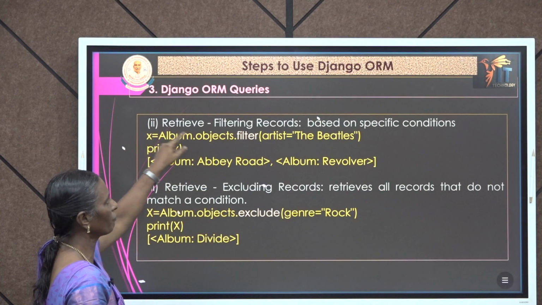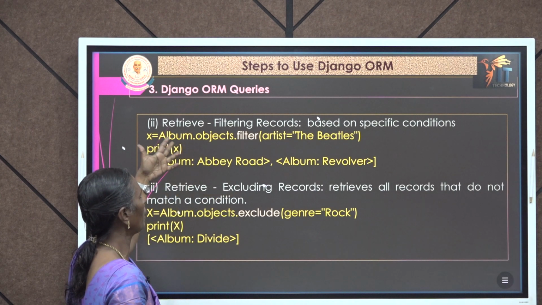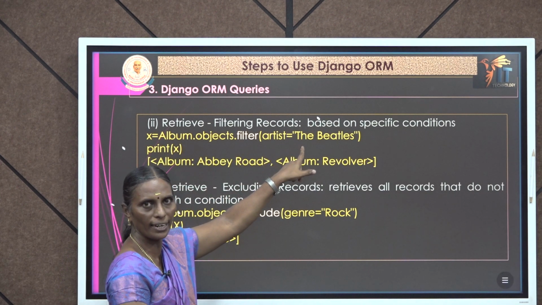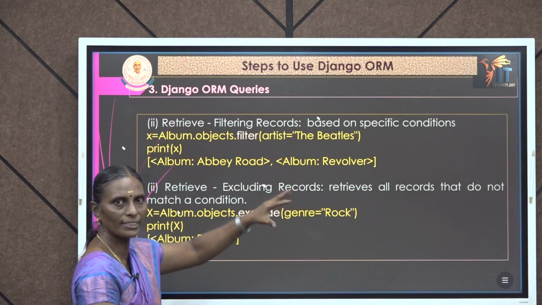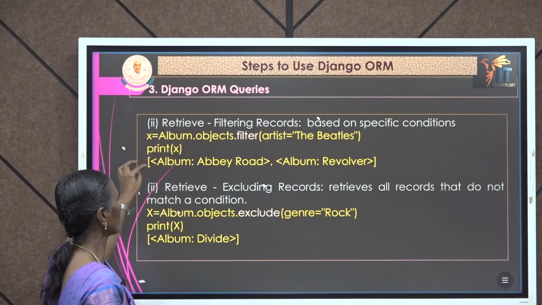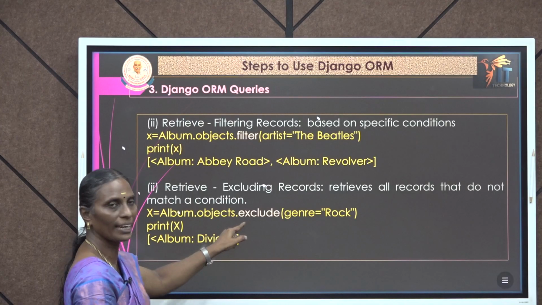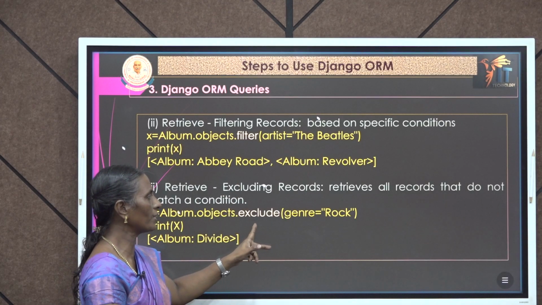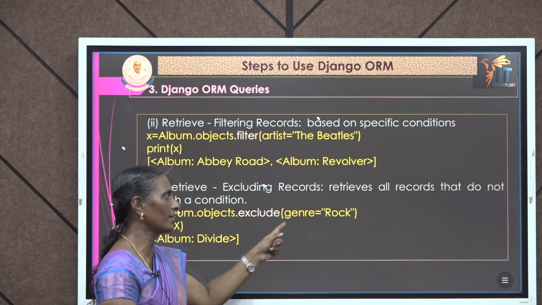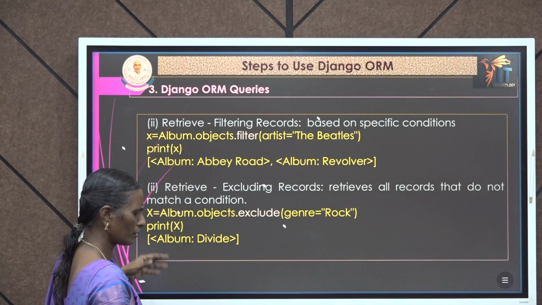Again for retrieval, if I need to filter the records based on certain conditions, it can be applied, right. For that we have the filter method, we have to specify the condition. So, based on this condition, whatever records satisfy the condition, everything will be listed. And again we have another method similar to filter, that is exclude. The only difference is it will be retrieving the records that do not match the condition specified, right. So, this is for exclude.